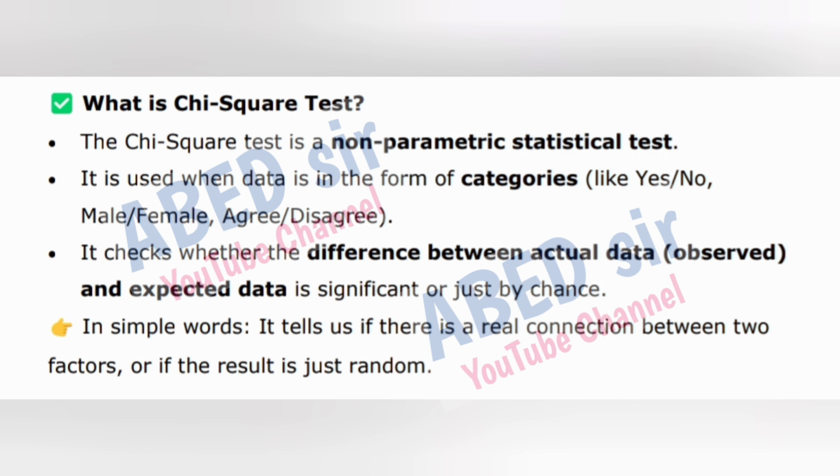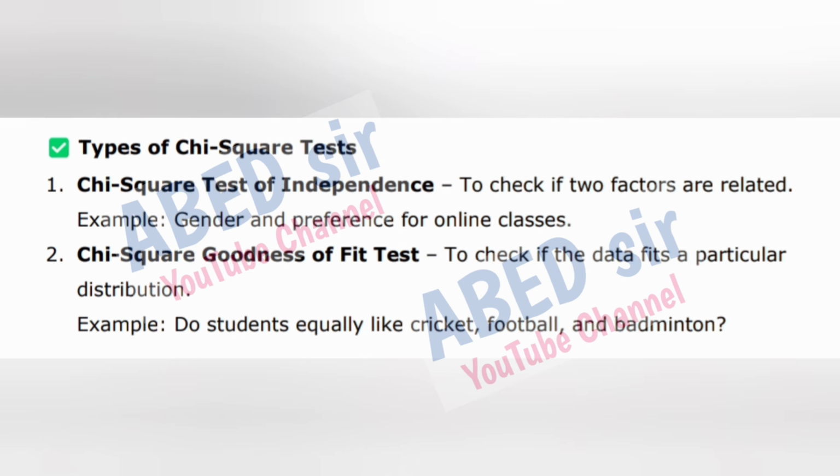What is Chi-square Test? The Chi-square Test is a non-parametric statistical test. It is used when data is in the form of categories, like yes-no, male-female, agree-disagree. It checks whether the difference between actual data, observed, and expected data is significant or just by chance. In simple words, it tells us if there is a real connection between two factors, or if the result is just random. Types of Chi-square tests.